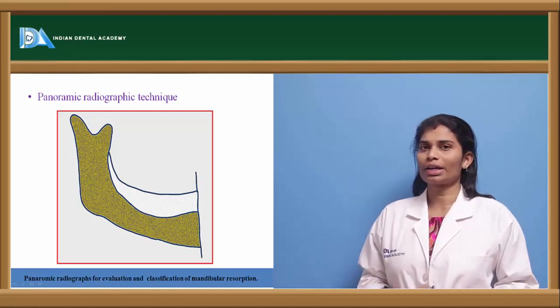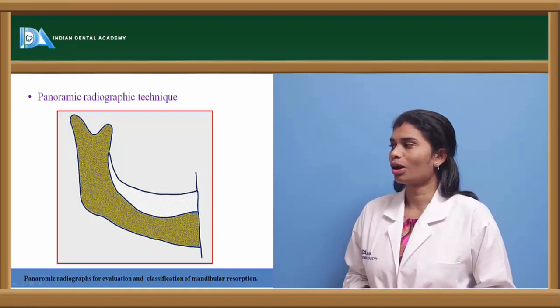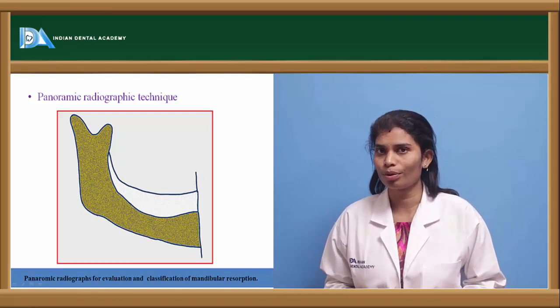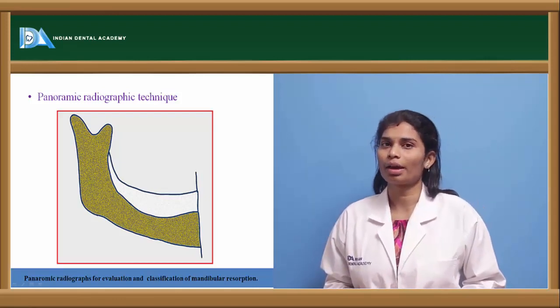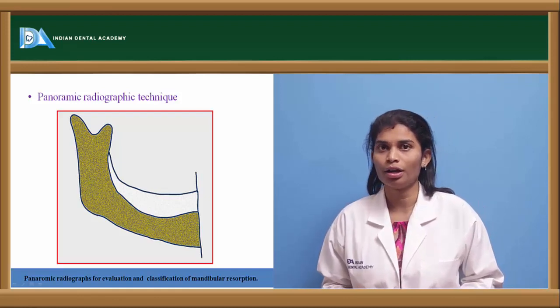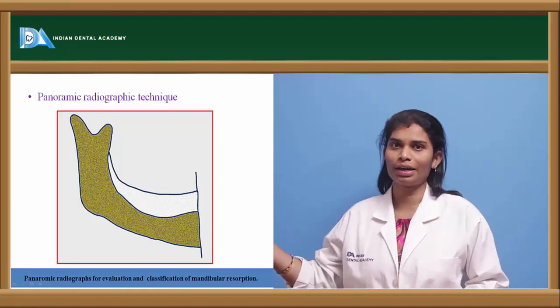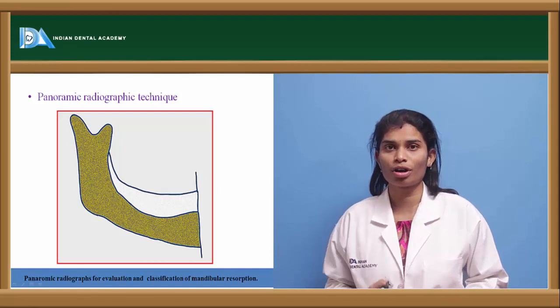In this picture, you can see two different lines. The solid line shows the amount of bone at present day situation, whereas the dotted line was the amount of bone which was present earlier. So the difference between this dotted line and the solid line denotes the amount of resorption.